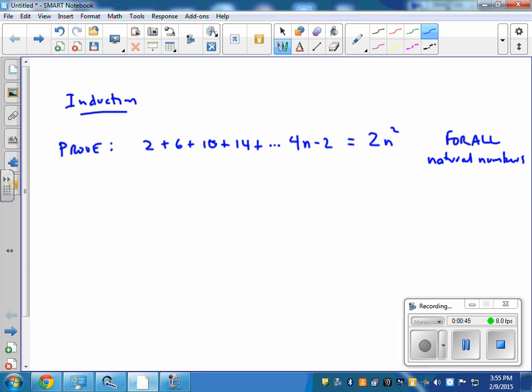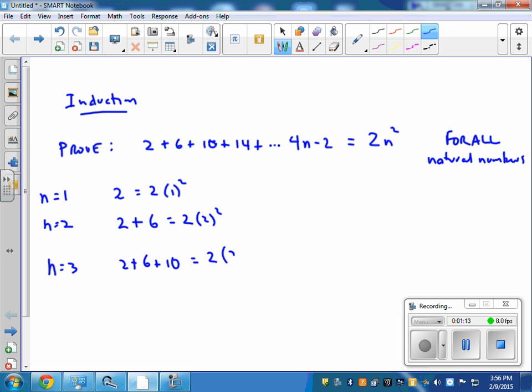That is, I want to prove that if n is equal to 1, and I just look at the very first term, that will equal 2 times 1 squared. If n is equal to 2, that would be the first two terms added up, 2 plus 6, that will be 2 times 2 squared. And if n is equal to 3, 2 plus 6 plus 10, the first three terms, that will be equal to 2 times 3 squared. And if n is equal to 4, I have the first four terms, that will be equal to 2 times 4 squared.